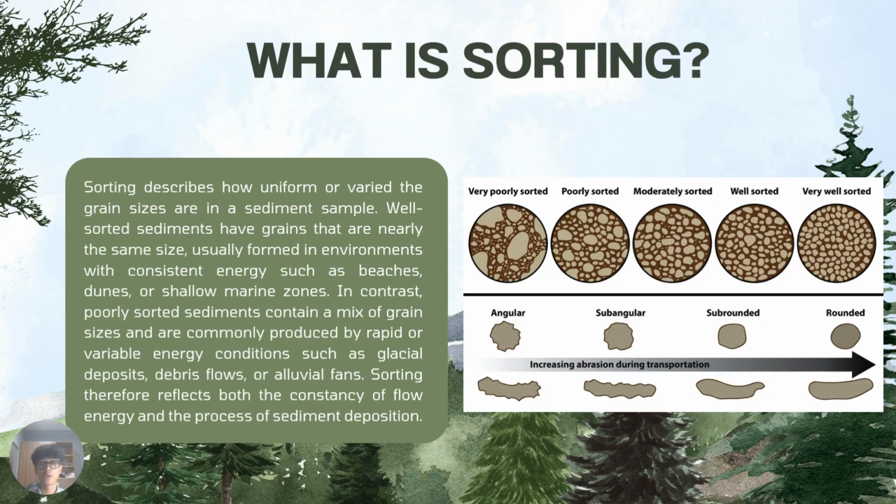Sorting therefore reflects both the constancy of flow energy and the process of sediment deposition. As you can see in the right picture, in the very poorly sorted sediment the grain size is not the same. It has big ones, very small ones, medium ones, continuing to the right: poorly sorted, moderately sorted, well sorted, and very well sorted, meaning that in very well sorted sediment the grains all have the same size and have undergone a long transportation.